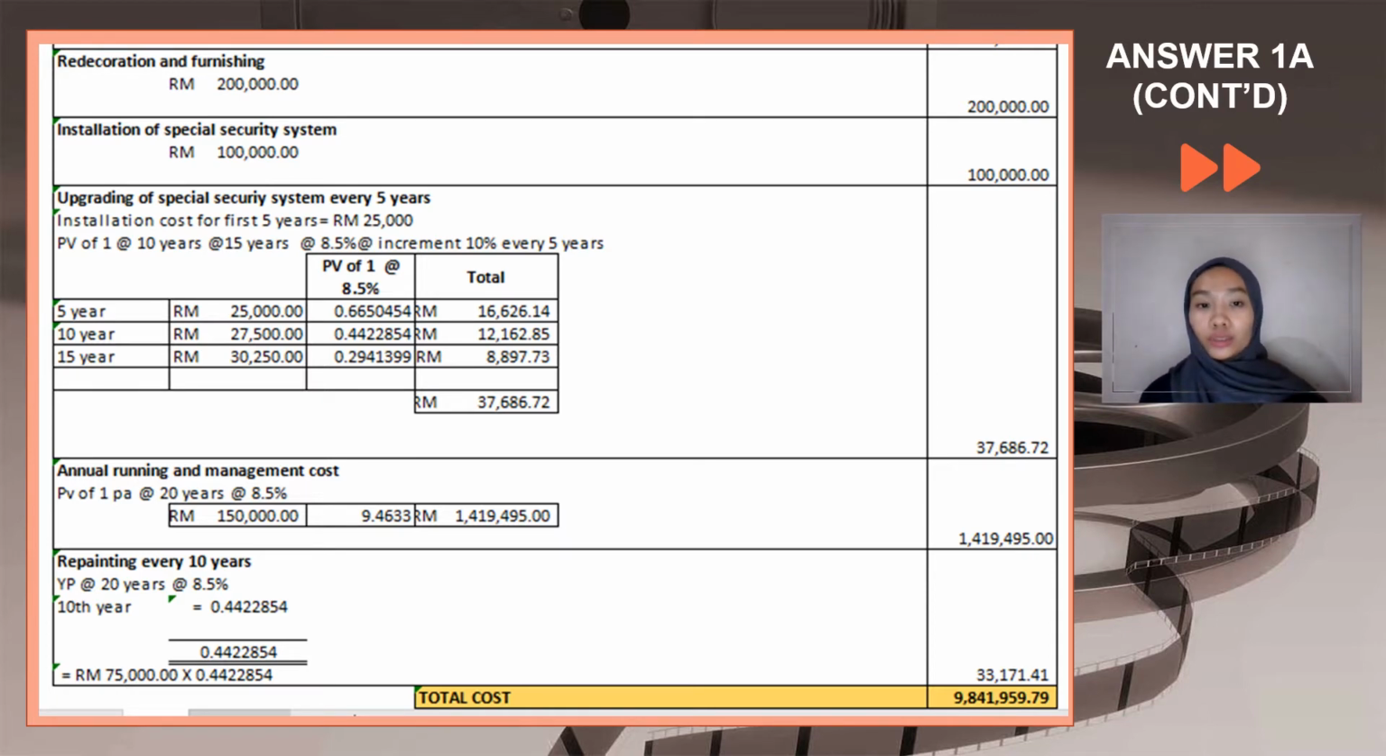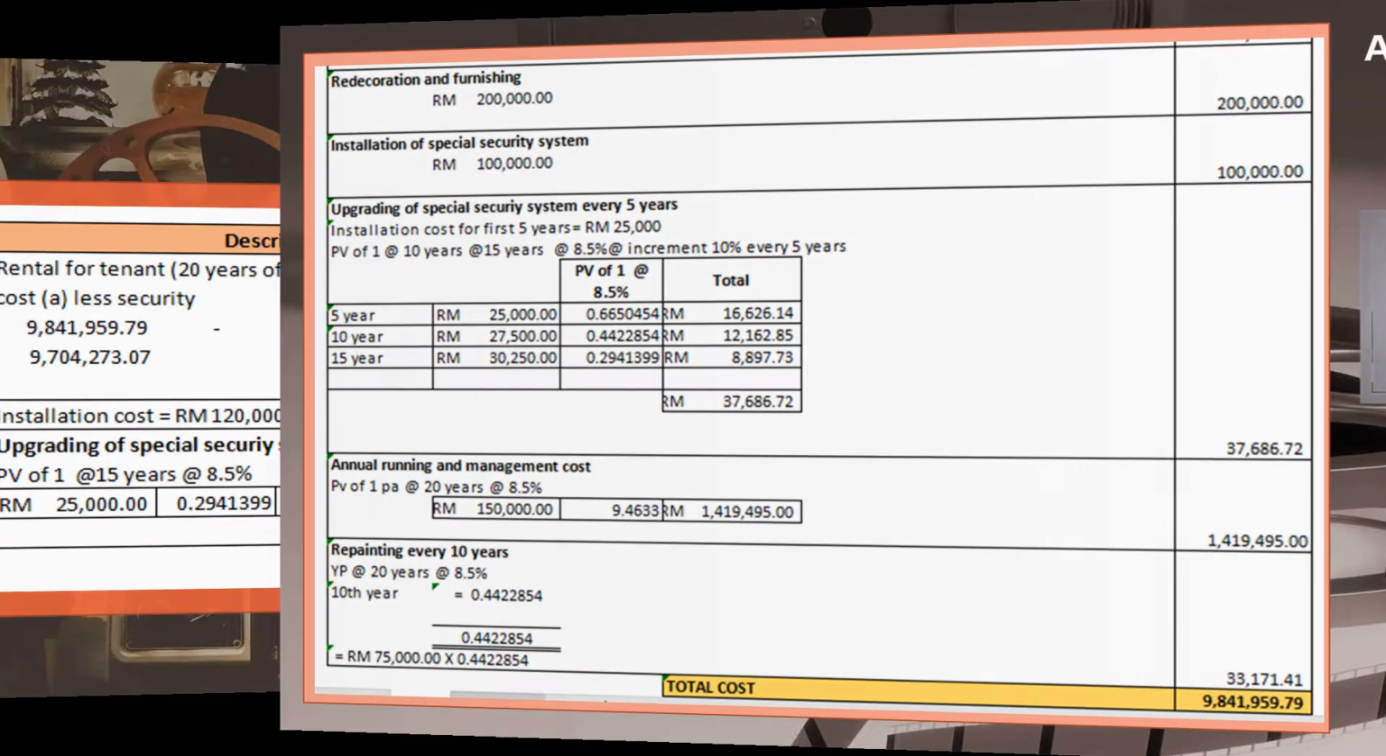33,000. So the total cost of renting this building for 20 years is 9,841,959 ringgit and 79 cents. Thank you.